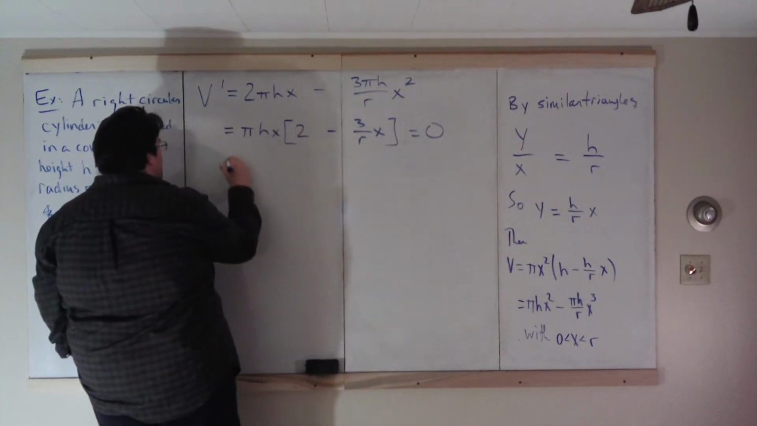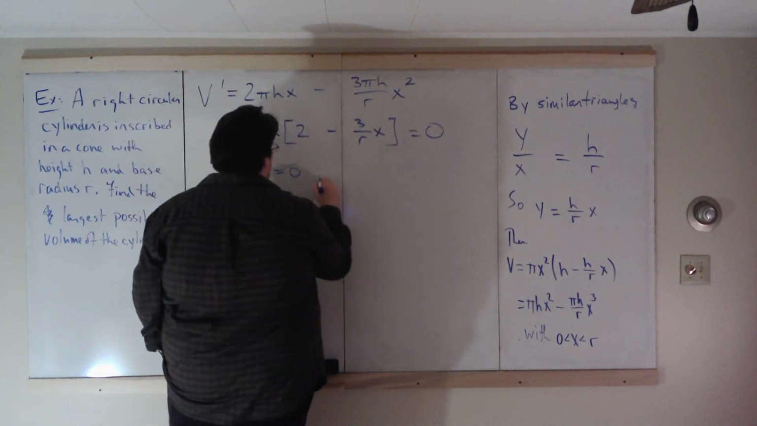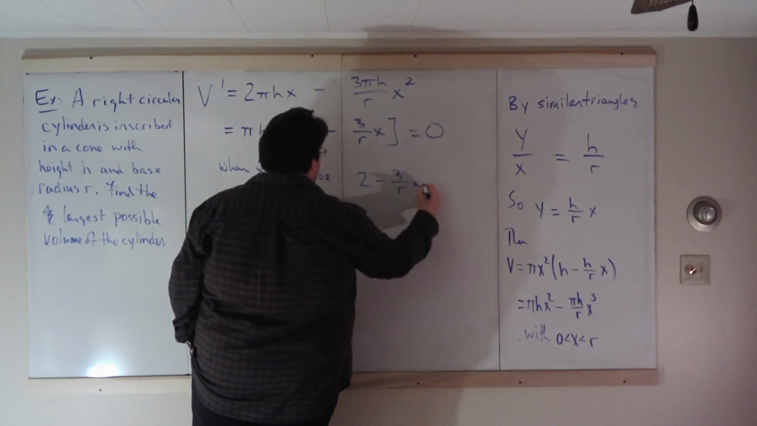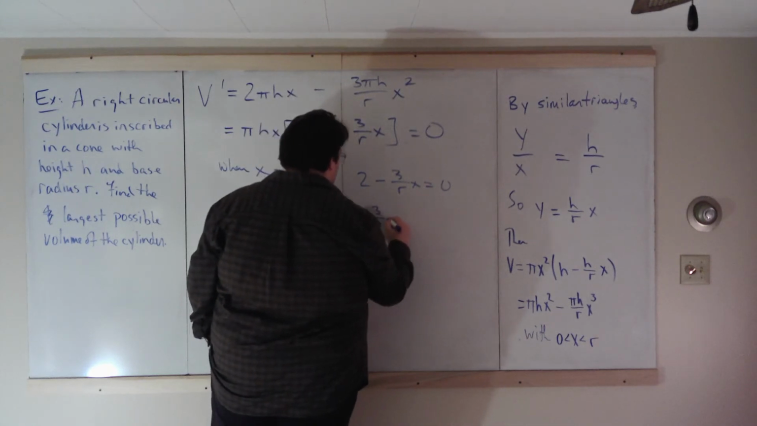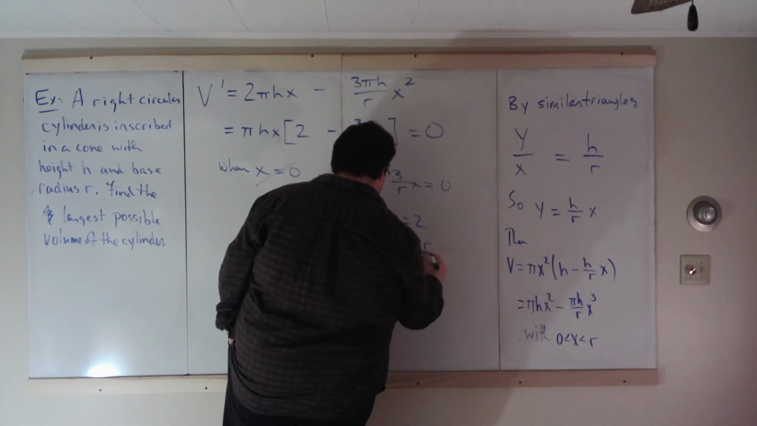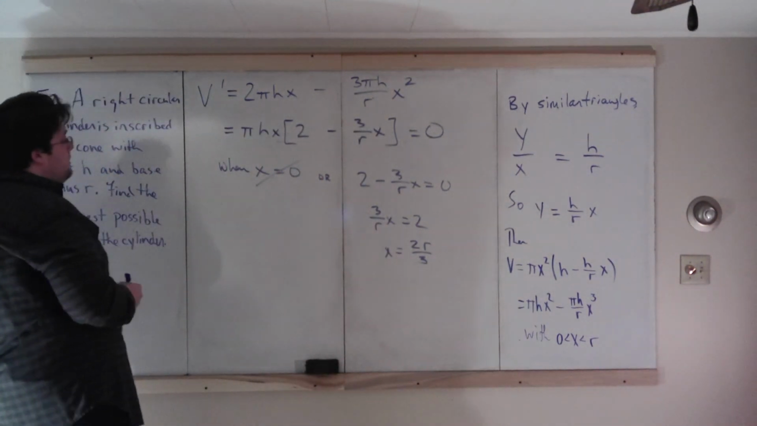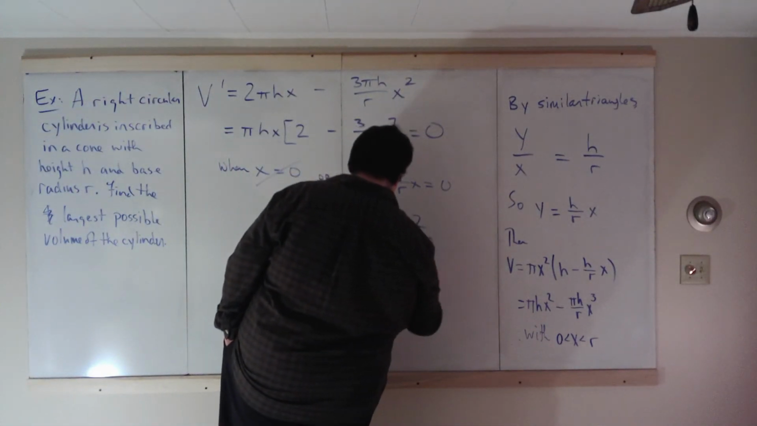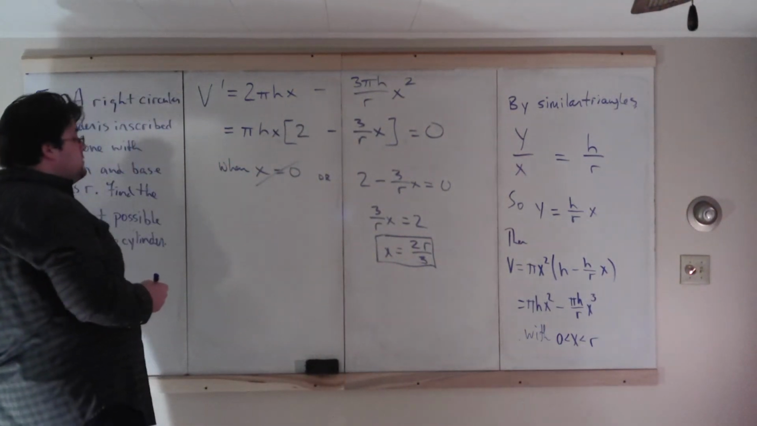It equals 0 when x equals 0, not in our domain, or when 2 minus 3 over r x equals 0. Solve that for x. 3 over r x equals 2. X equals 2r over 3. And find the largest possible volume of the cylinder. I claim that that gives us the largest possible volume of the cylinder.